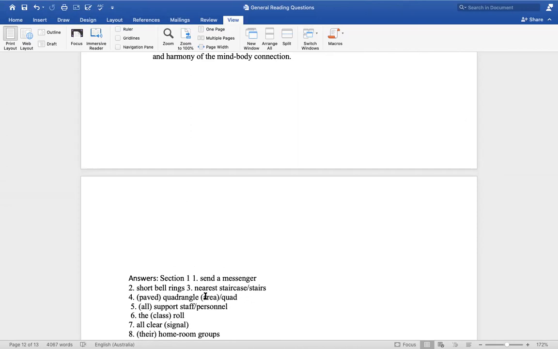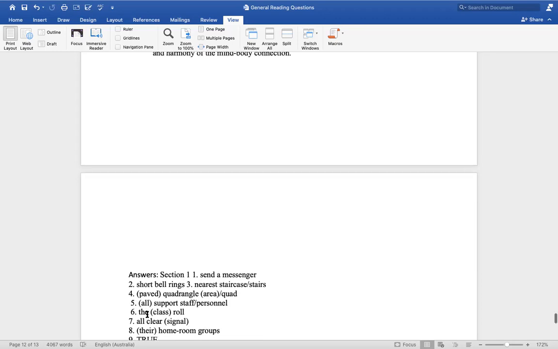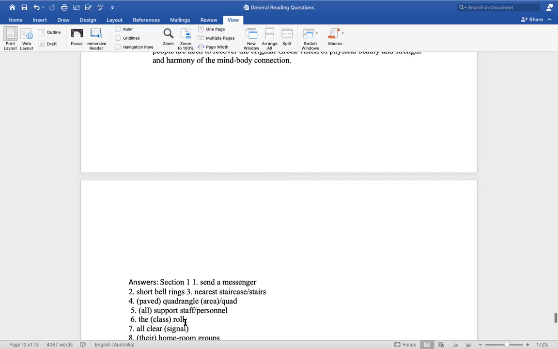Fourth one, either paved quadrangle area, quadrangle area, or just the quad. Everything is correct. Fifth one, it's either the marshalling personnel or the support staff. Both of these answers are correct. For question 6, it's the roll or the class roll. For question 7, the all clear signal or just all clear will do. And for the 8th one, home room groups, home hyphen room and then groups.